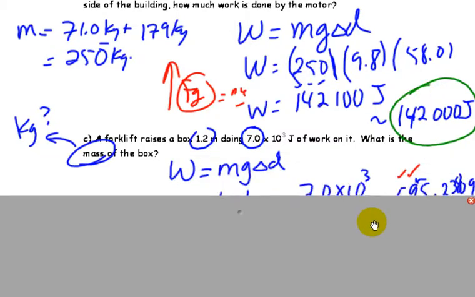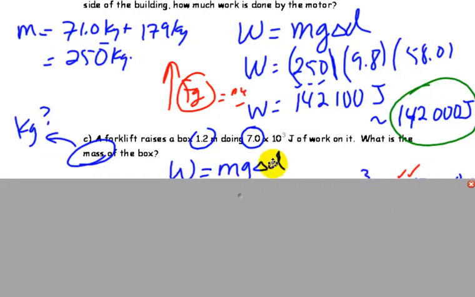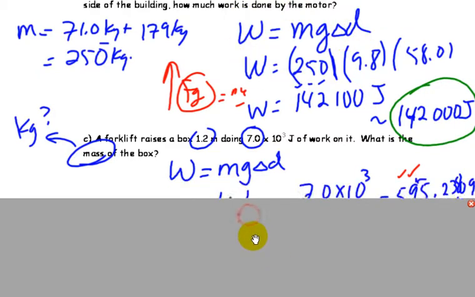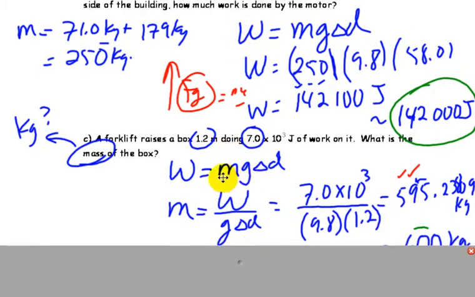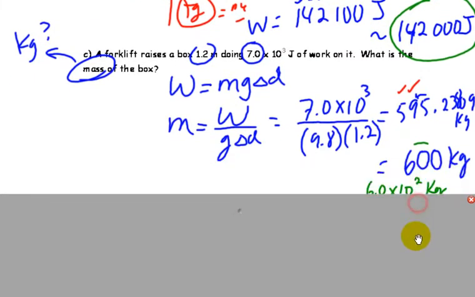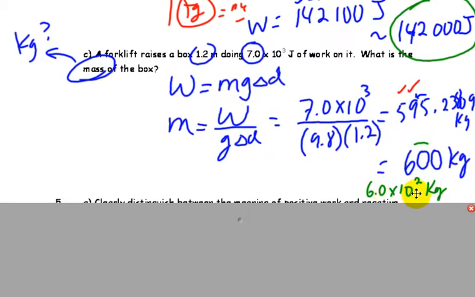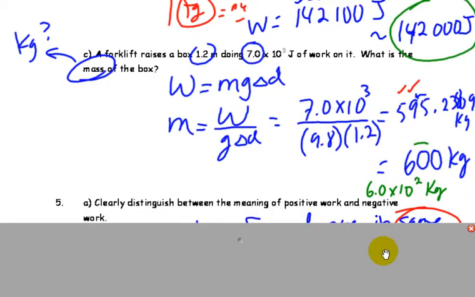One last question here. A forklift raises a box 1.2 meters, doing 7,000 joules of work. What is the mass of the box? So here we go again, folks. We have W equals force times displacement. Since we're moving something up vertically, it's work equals Fg times displacement, or we could simply say mg delta d. So solving for m, it's W divided by gd, and we get this, and it works out to be 600 kg, or 6.0 times 10 to the 2 to indicate that we have 2 sig figs.